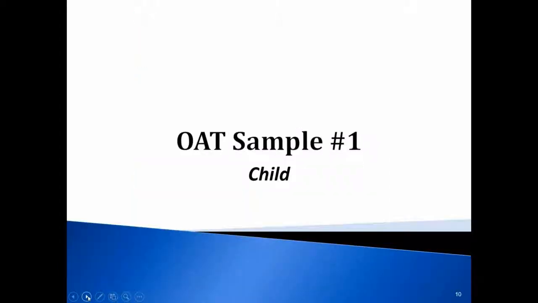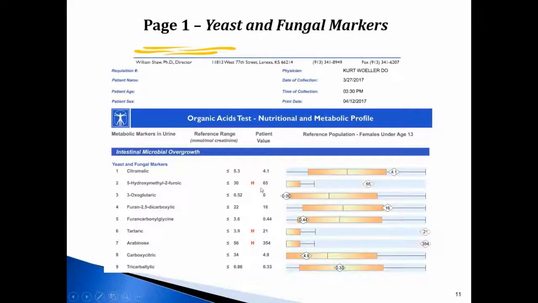Okay, so this is an OAT sample of a child. And there's a lot going on in this particular test. Let me just give you a quick overview of what I look at first. This is page 1. The top of page 1 looks at the yeast and fungal markers. There are a lot of different markers in this section. The marker I look at first is number 7, which is arabinose. Arabinose is linked to the invasiveness of Candida. In this particular case, the level is fairly high.